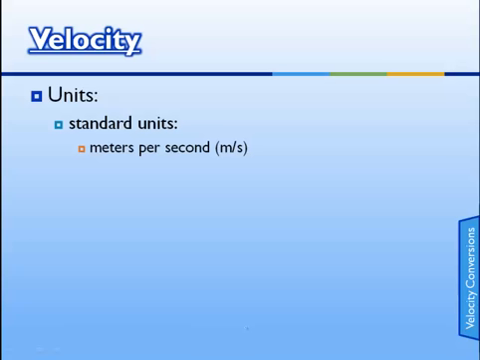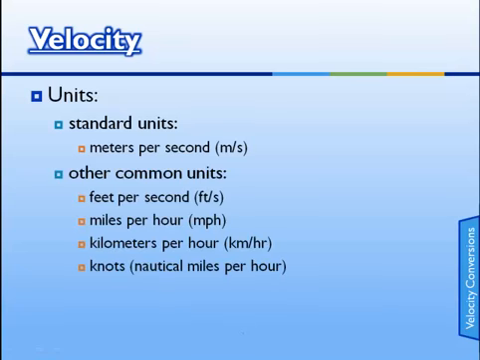Now there are many other velocity units that are often used. In the English system, the standard unit would be feet per second. Although here in America, most of the velocities we're familiar with are in miles per hour. In Canada or many metric-using countries, they measure their speeds in kilometers per hour. And if you've ever been sailing, you know that the speeds there are measured in knots.